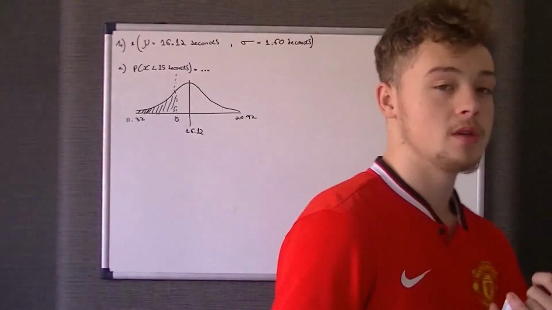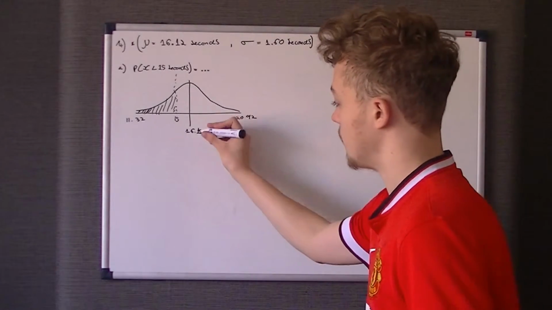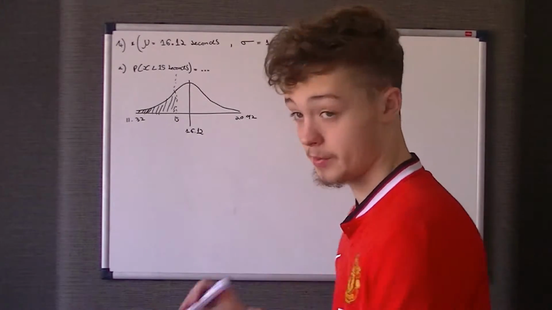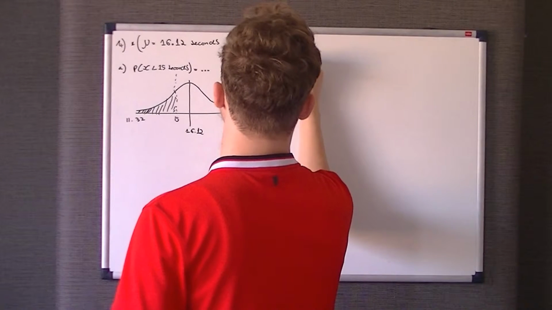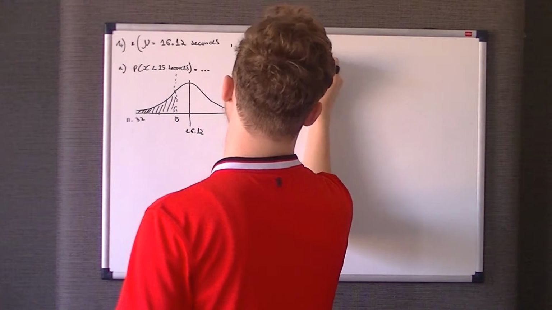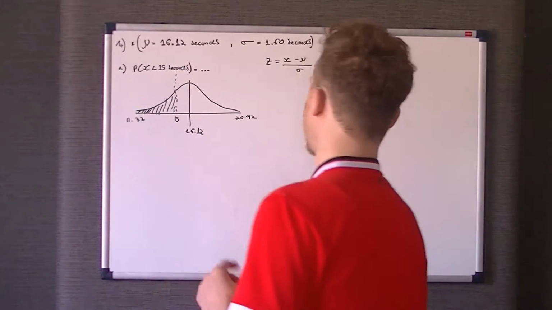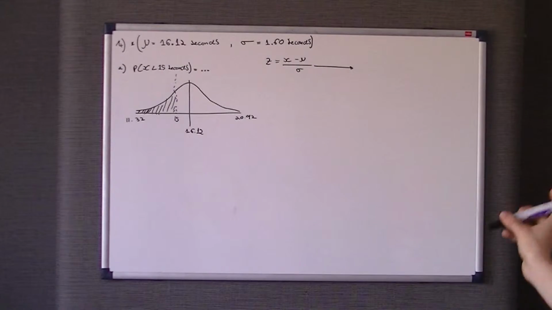So, what we do now, well, we've got our x value, we've got our mean, we've got our standard deviation. The only thing we don't have to work out the probability is the z value. So we standardise the values. We use z equals x take the mean, over the standard deviation. And just a quick overview on where that comes from. It'll only take a second, okay?